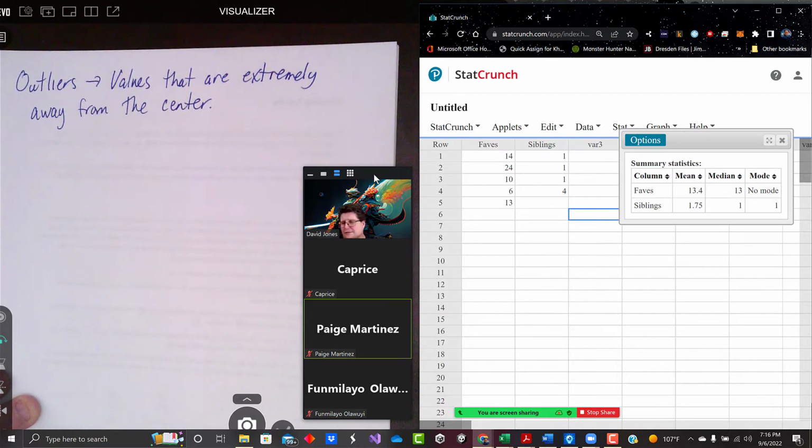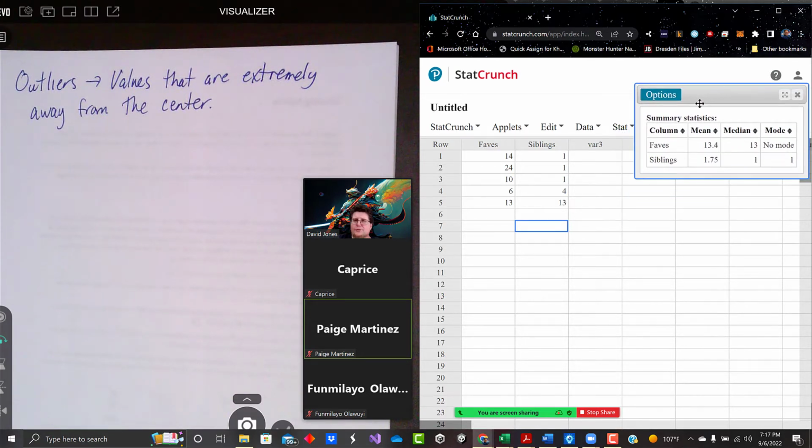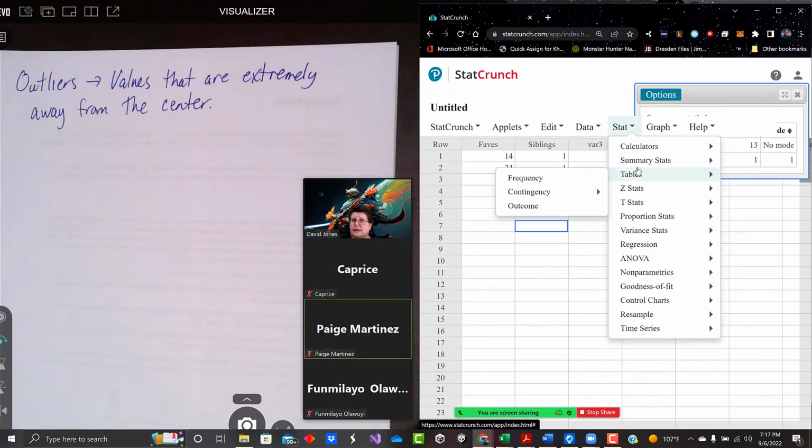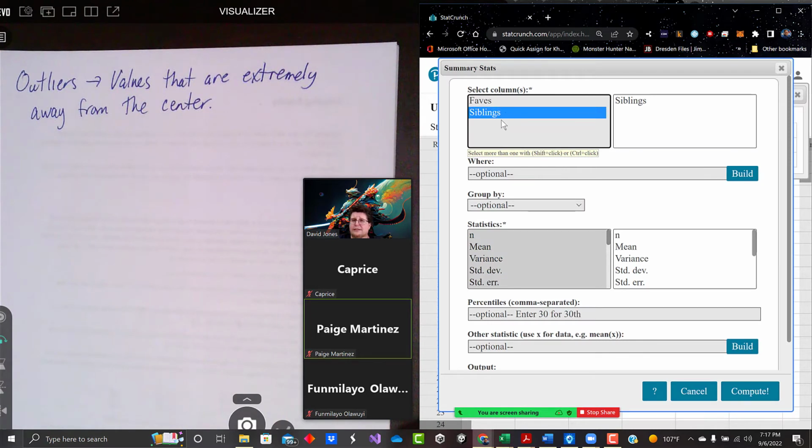Doing favorite number doesn't really work. I know a family. I had a student several years back. They said they had 13 siblings. I'm going to include that student right here. And now I'm going to redo the calculations for siblings using a new window, stats, summary stats, columns, because I want to show you the difference.